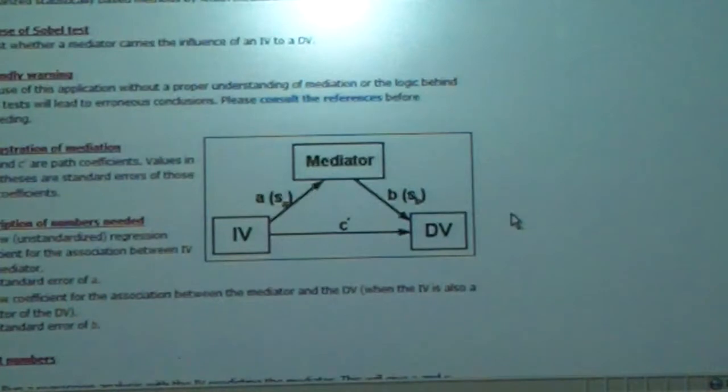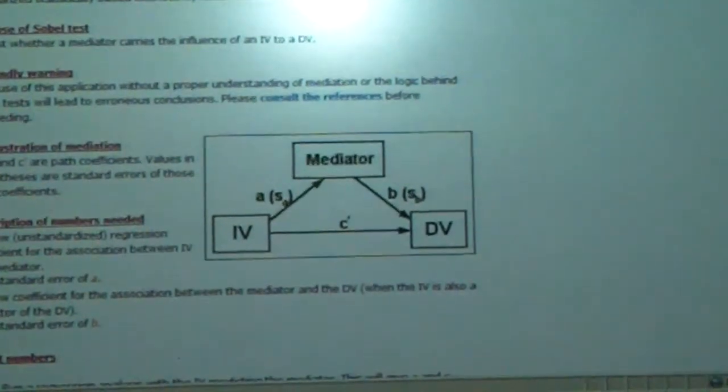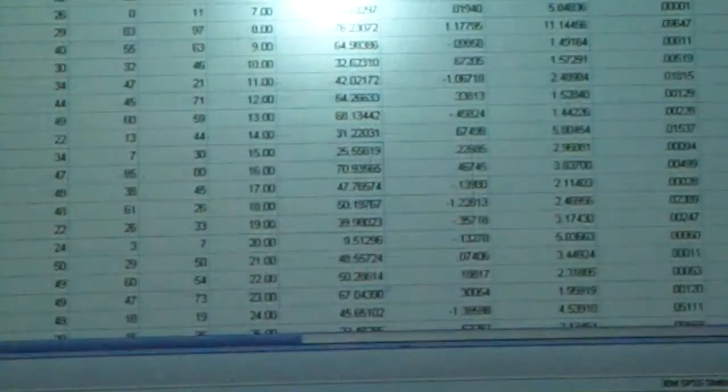Okay, so we'll do it with the raw regression weights, except I've got to run one more first. And someone's got to write down the answer for me for that one real quick.